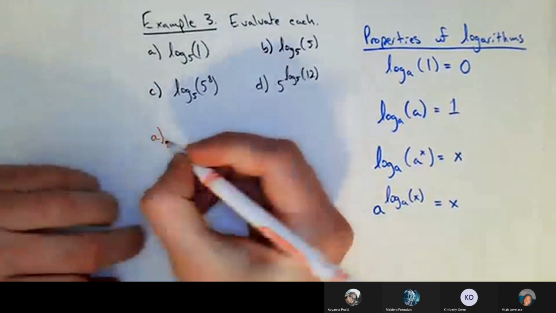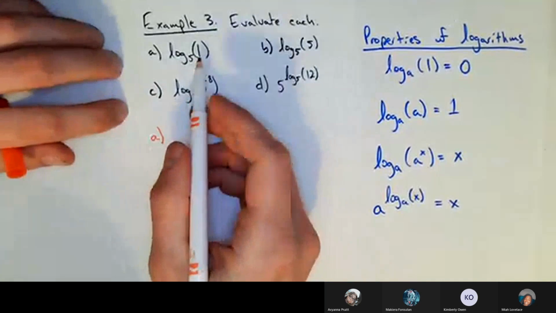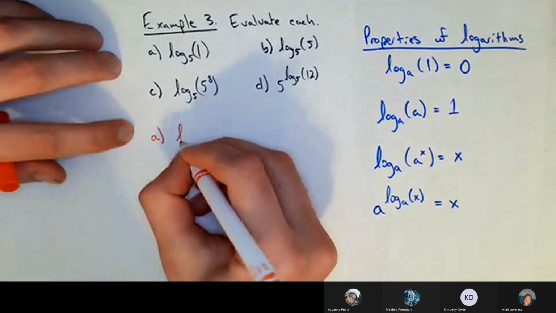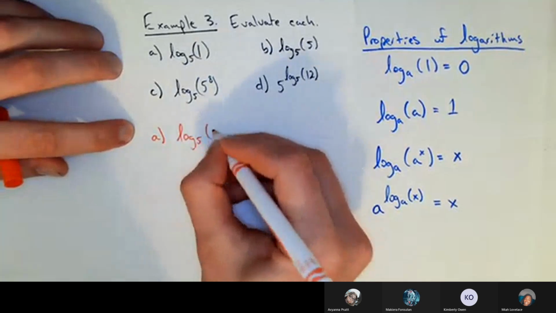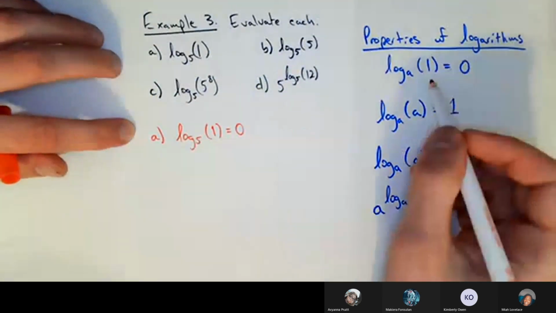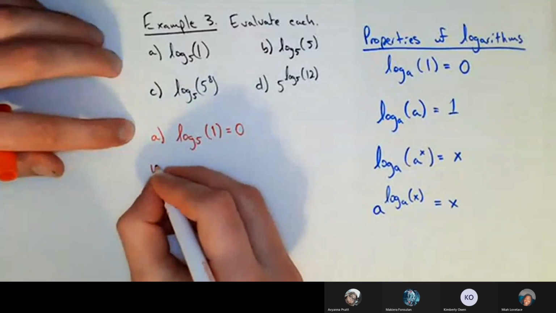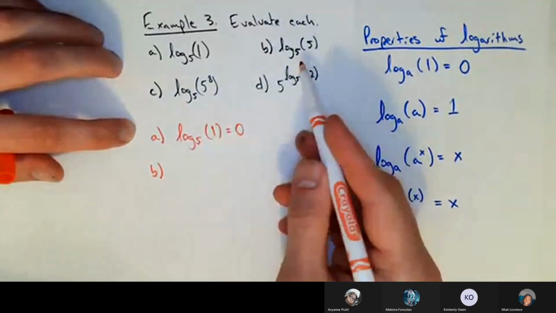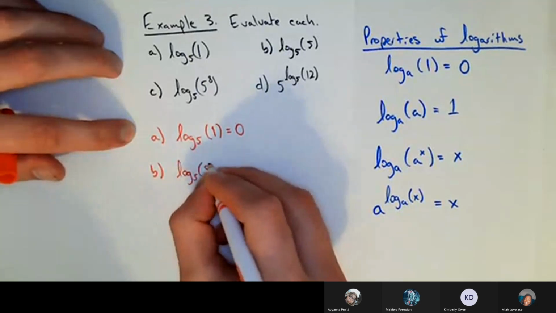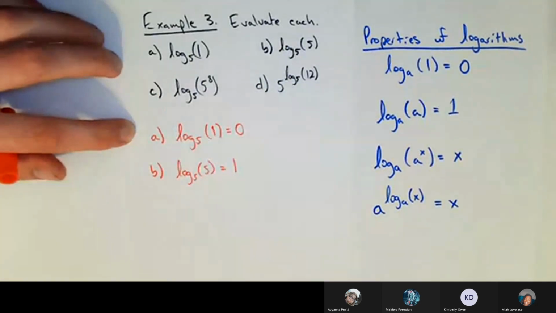For part A, log of any base of 1 is equal to 0. So log base 5 of 1 is 0. For B, if the base and the input of the log are matching, then we just get 1. Because again, it's asking 5 raised to what power is equal to 5.